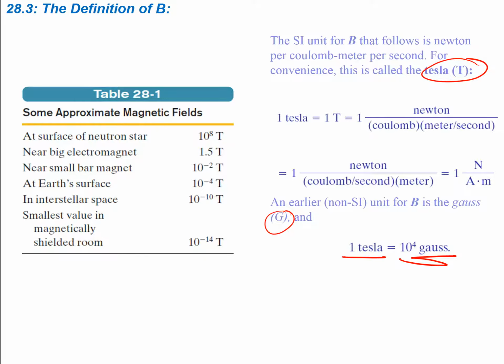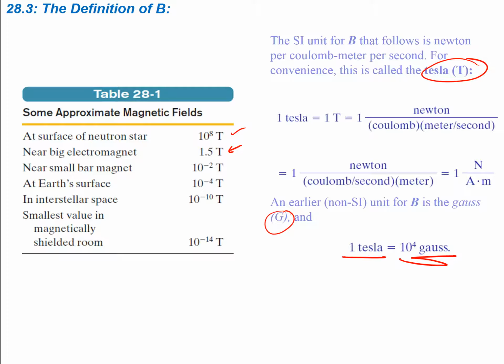All right, so at the surface of a neutron star, you can have 10 to the 8th Tesla, which is very large. Near a big electromagnet, you only have about 1.5 Tesla, right? So a Tesla by itself is actually quite a bit of a magnetic field. It's a very large magnetic field.